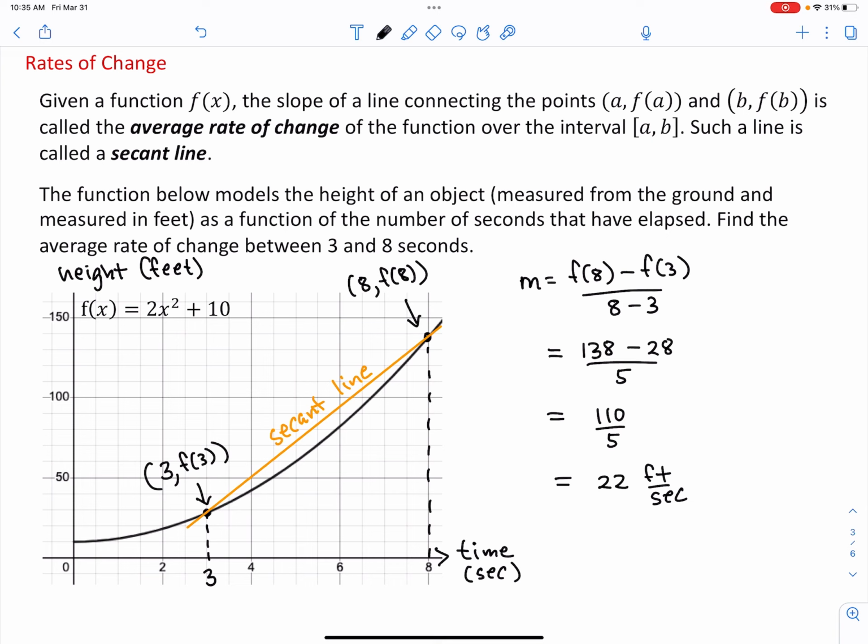And then ask yourself, well, what's my average speed or average rate of change? So that if I was going at steady speed, I could cover the same amount of distance in the same amount of time. So on average, this object was traveling 22 feet per second over this time interval from 3 to 8 seconds. Okay, let's go to the next page.